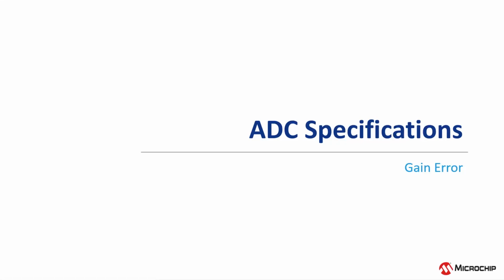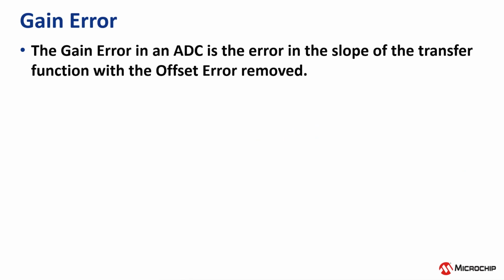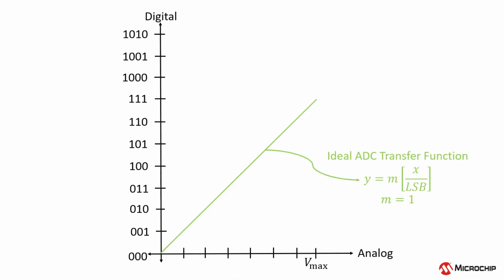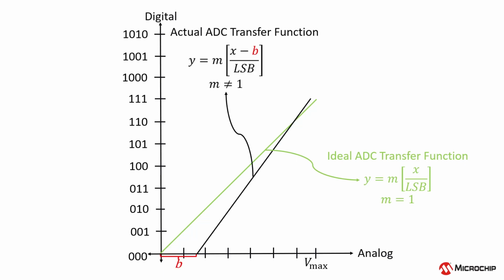We continue our series on ADC specifications with gain error. Gain error in an ADC is the error in the slope of the transfer function with the offset error removed. An ideal ADC transfer function has no offset and a slope of 1. An actual ADC output has an offset and a slope that is not equal to 1.